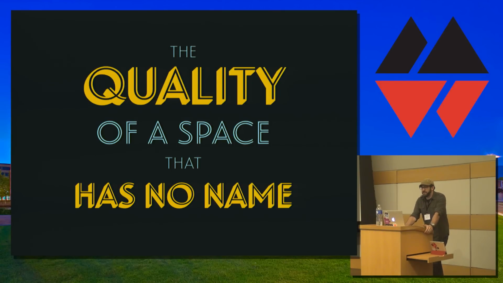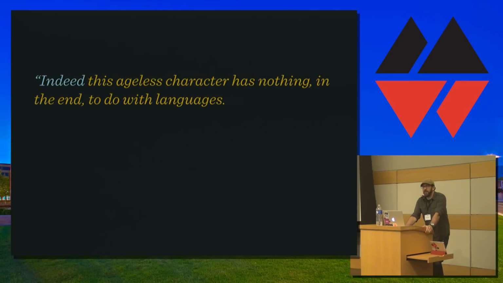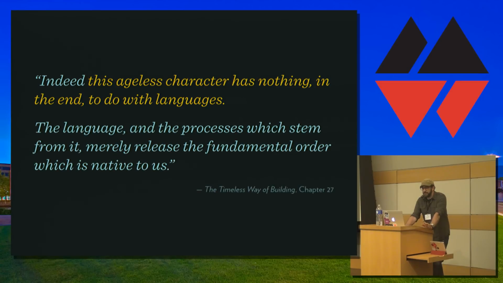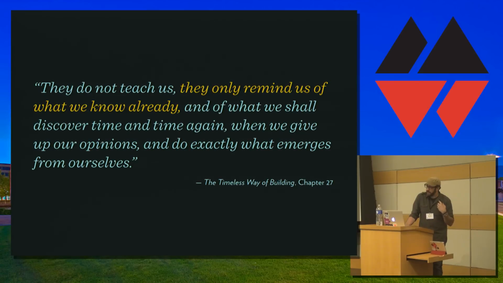So how do we see this happening in code? Let's talk about how Alexander really defines this. Basically, the ageless character has nothing to do, in fact, with languages. These things apply across the board. The language just releases the fundamental order which we understand inherently. They don't teach us, but they remind us of what we know.